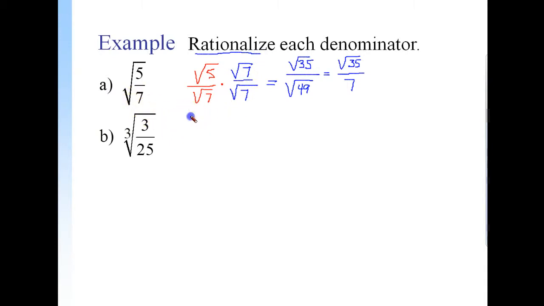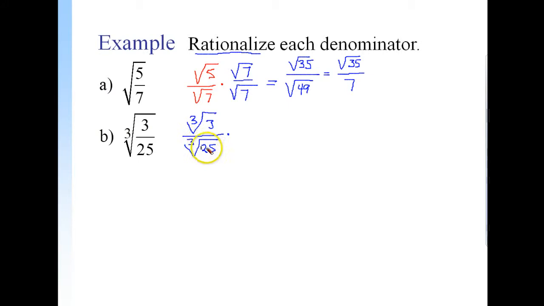Now, as we set this one up, it's the third root of 3 over the third root of 25. And you might say, well, what do I multiply it by? Again, it wants to be a 1, but which one?